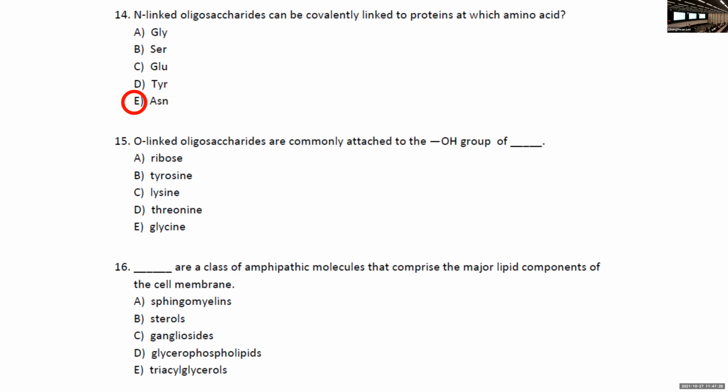Number 15, D. I think I heard D. So the same thing applies here, right? All linked through the hydroxyl group. So any amino acids that contain a hydroxyl group could potentially make O-linkages, but threonine and serine are mostly used for that linkage.